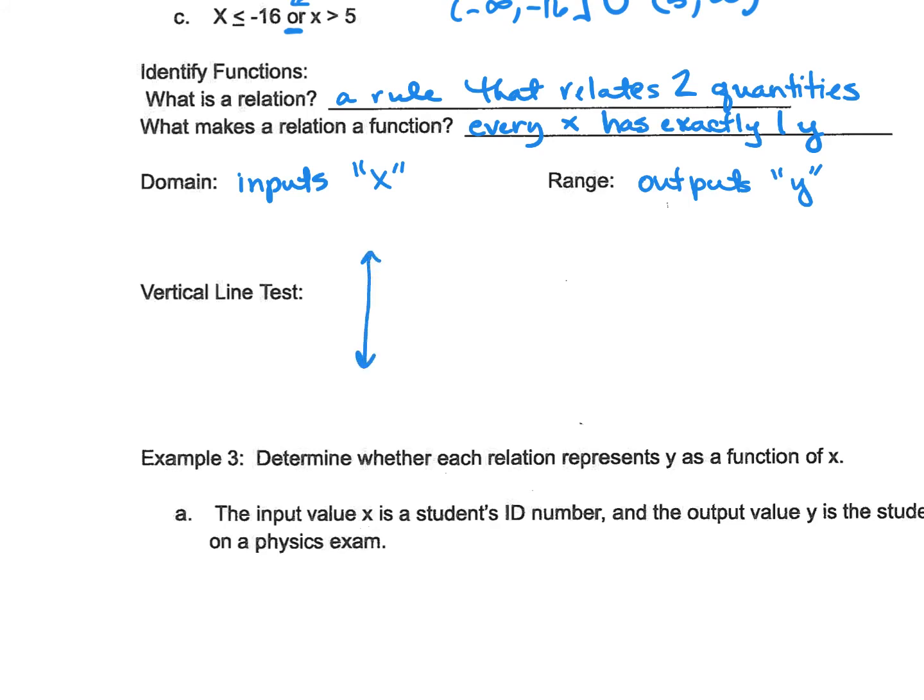This also is not. If we had this, and this always messes people up. Those 4 points do not make a function. Do you know why? If we were to drop a vertical line right here, what do we notice? It's going through 2 points. Yep. This is not a function.